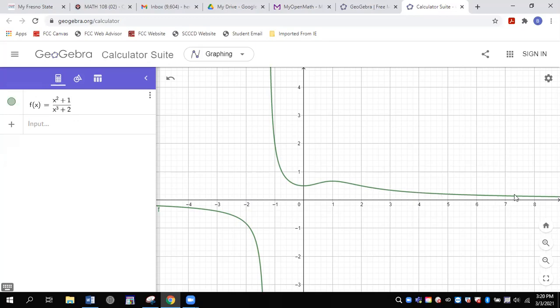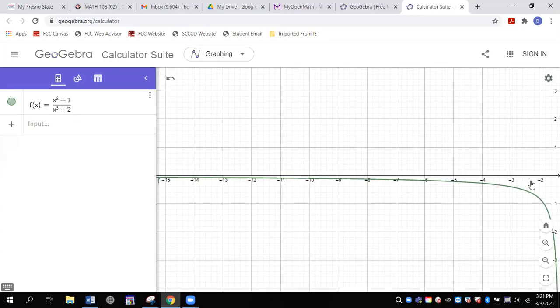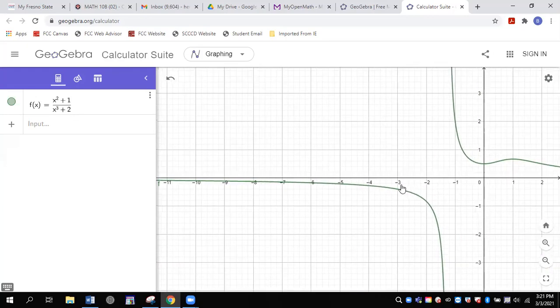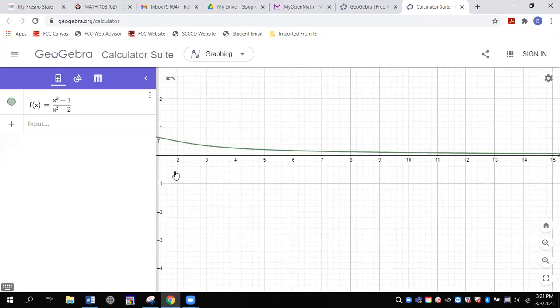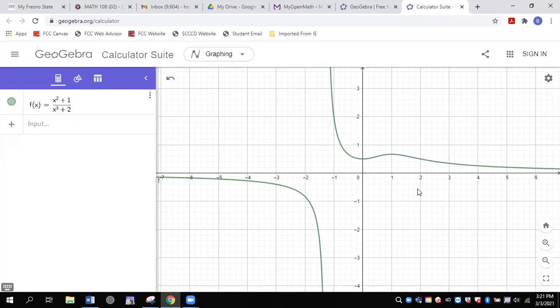See how the graph's coming down to zero height, way off to the right, and up to zero height, way off to the left. See this? Coming up from below zero, coming up to zero height, and way up to the right, coming down to zero. So it's coming to a height of zero in the long run, right and left. Let's go back to our iPad, and I will show you how the formulas bear out that same truth.